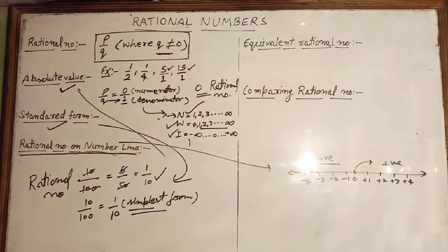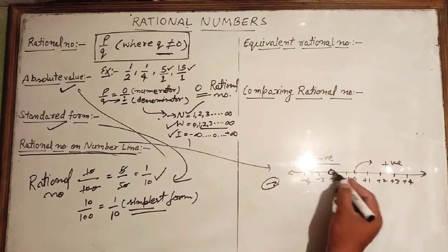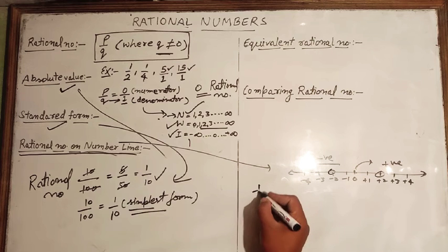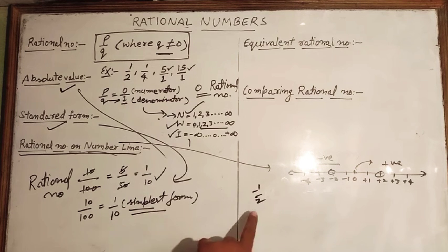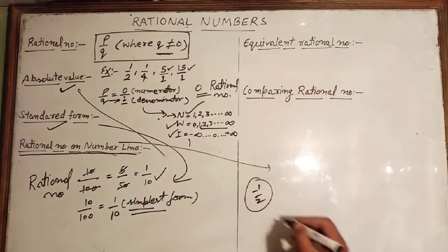In the same way, minus 2 will be here and plus 2 will be here. If I ask where we will represent 1 by 2 or minus 1 by 2, then what we will do? The easiest way is to represent minus 1 by 2 on the number line.